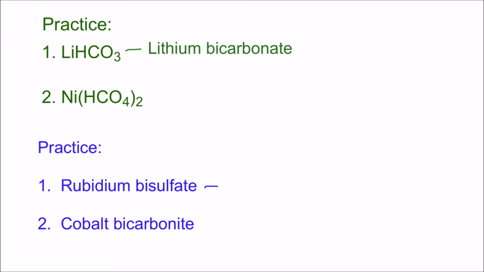So here we have rubidium, so let's put the symbol for that. Then we have a "bi" here. That indicates there's a hydrogen. And then we have "sulf," which tells me there's a sulfur, and there's an "ate" at the end, which means this is a polyatomic anion, so there must be oxygen. So let's put the symbol for sulfur and oxygen there.